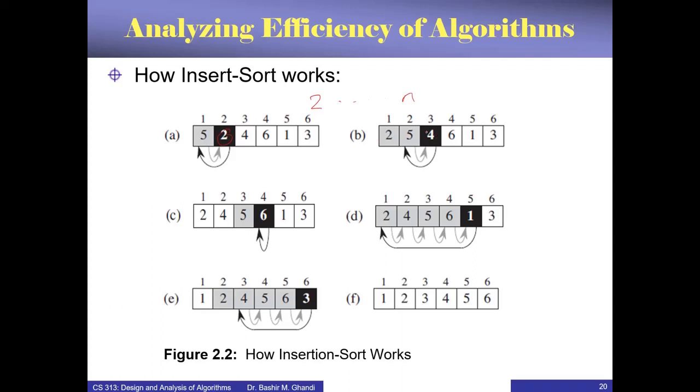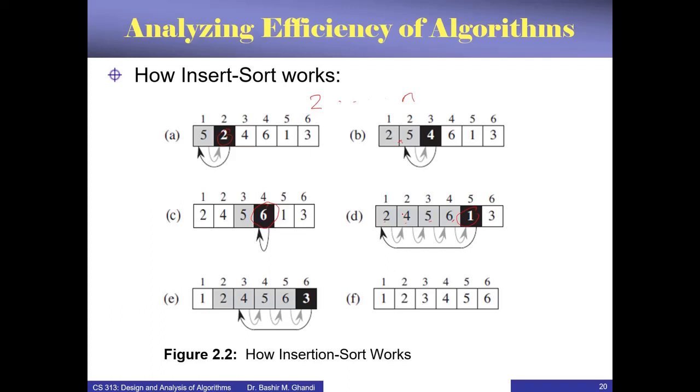Similarly here for 4, we only need to shift one place, so the inner loop will run one time. Here the inner loop doesn't have to run at all because 6 was already in its correct place. But what about here? 1. We have to shift 1, 2, 3, 4 times before we can find the correct place for 1.